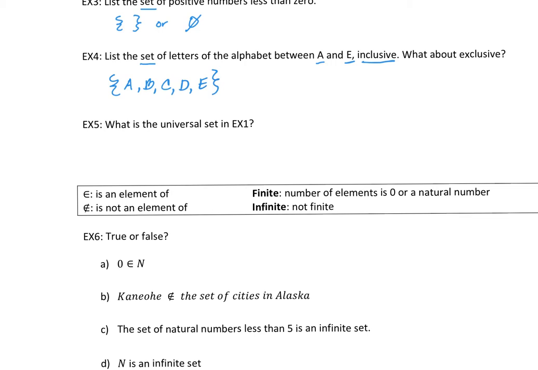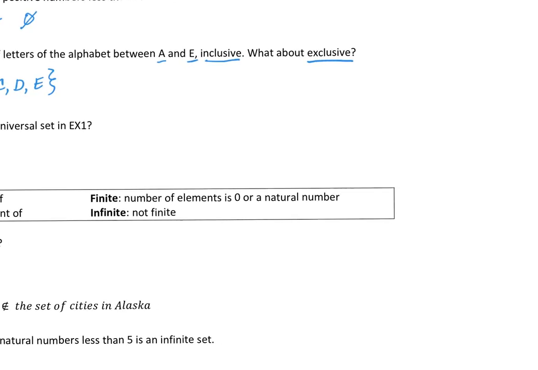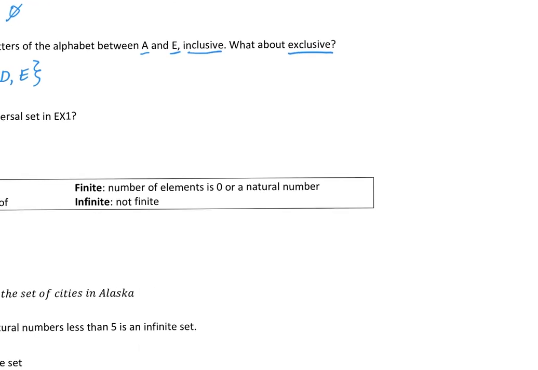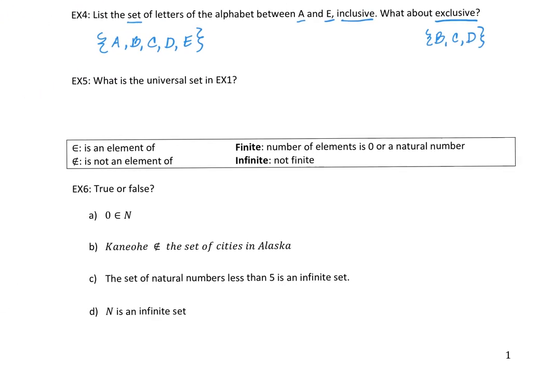Well, what happens if we're looking about exclusive? So exclusive just means we're going to exclude A and E. So if it's exclusive, it would be the set B, C, and D. So just be aware of the language that's being used. Oftentimes people want to rush through these and they don't read the question carefully.